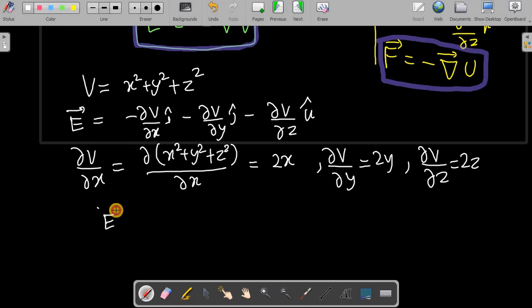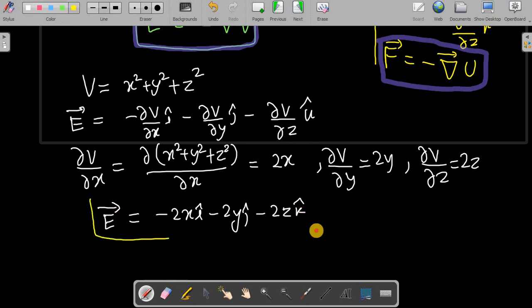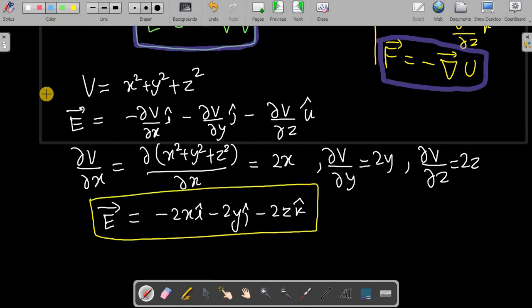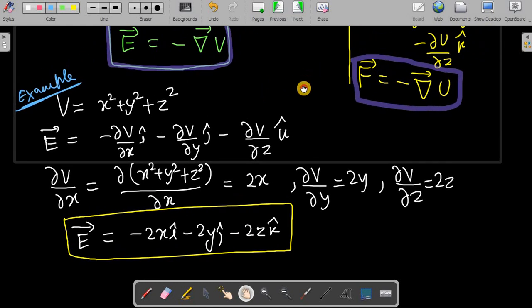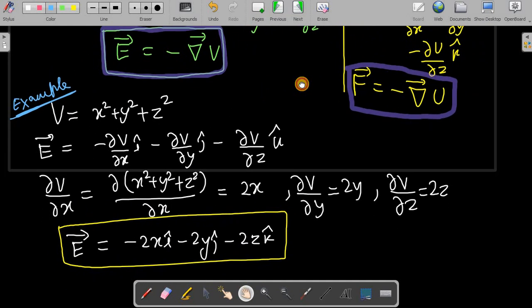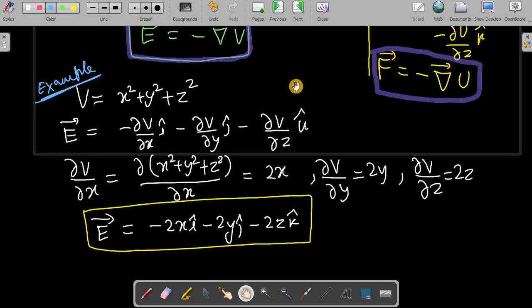So the electric field in this example will be minus 2x i cap minus 2y j cap minus 2z k cap. And at different points you can substitute values. Suppose they have given you x, y, z, you may substitute and calculate. This is just an example to understand the calculation of field from potential. Or in exactly the same way, force you can calculate from energy, potential energy.